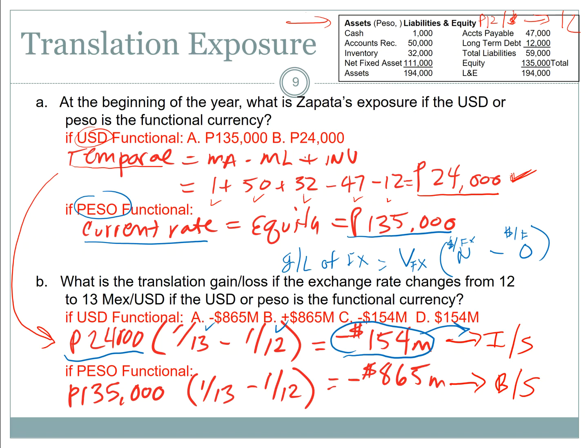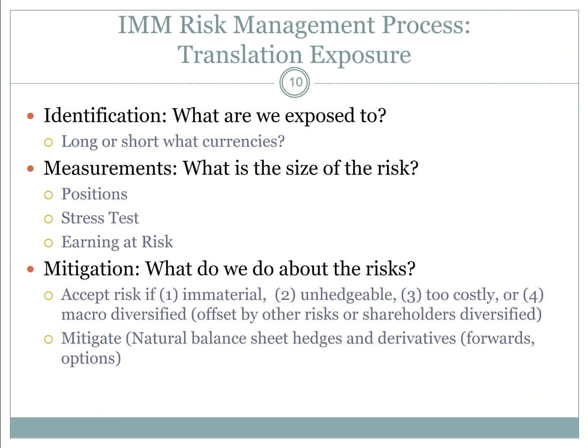So if the peso is the functional, my V is all of equity, assets minus liabilities. So I take my equity position, 135,000 pesos, times the change in the exchange rate, and I'd have to show an $865 change that goes directly to the balance sheet, bypasses the income statement until those accounts actually come due. So that's translation exposure. Now let's talk about how a firm would manage any exposure, really, but specifically FX exposure.